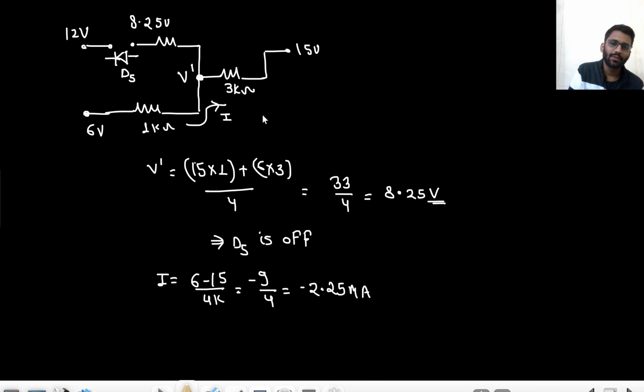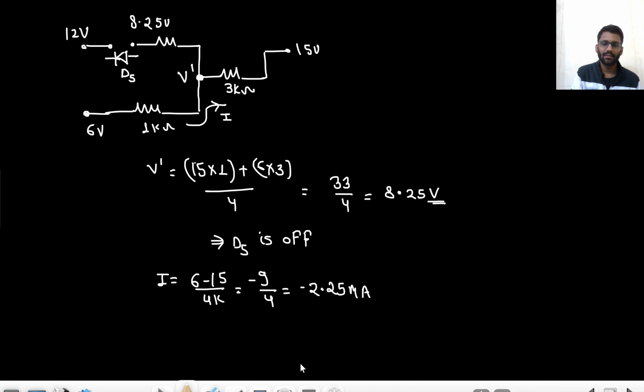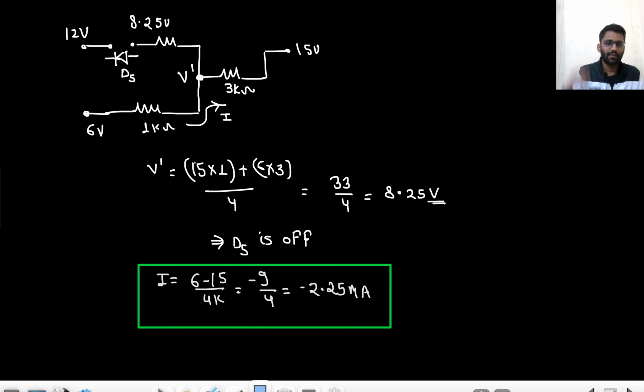Why is the current negative? Because actually the current is flowing in this direction, right? Current has to flow in this direction, then only this diode will turn on, and then only this diode will turn on. But they are asking for the current in this direction, so the current in this direction is minus 2.25 milliampere. Let me check the calculations. This is turned on, this is turned on, 15 by 6, that means 9 by 4. 9 by 4 is 2.25 only. So minus 2.25 milliampere.